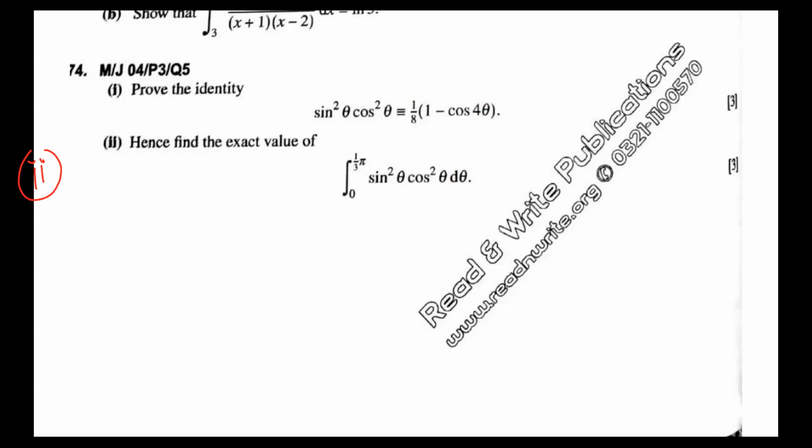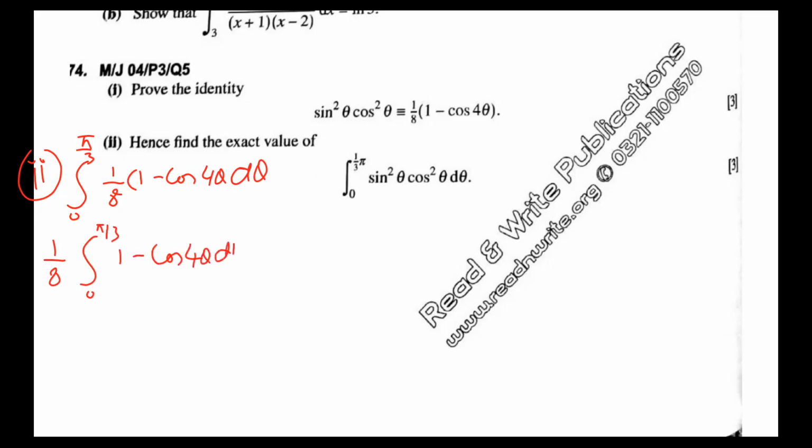So I'm going to start. 0 to pi by 3 and 1 over 8 cos 4 theta d theta. So this 1 over 4 I can bring outside, to make the question easier. Inside I have 0 to pi by 3 and 1 minus cos 4 theta d theta. All of you are familiar with how to integrate 1, so it becomes theta, and cos integration is sine 4 theta divided by the angle's derivative, that is 4, and the limit is 0 to pi by 3.